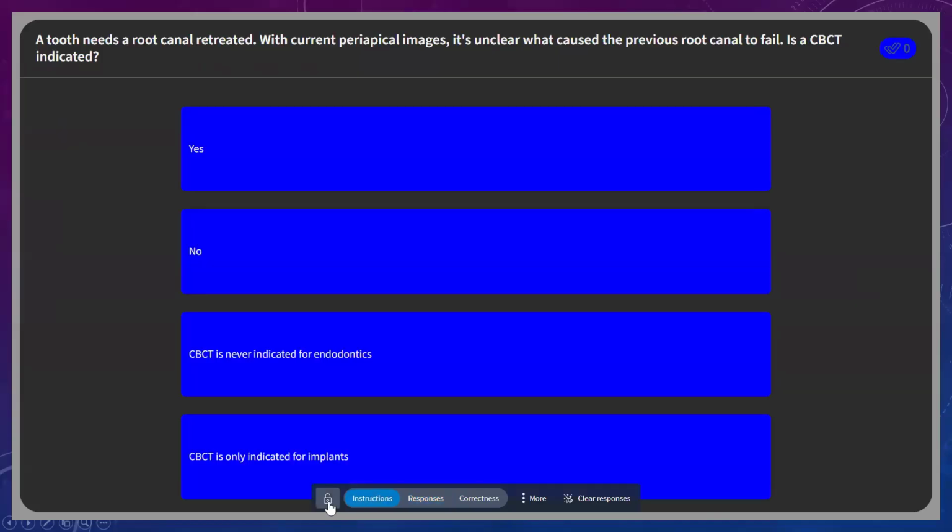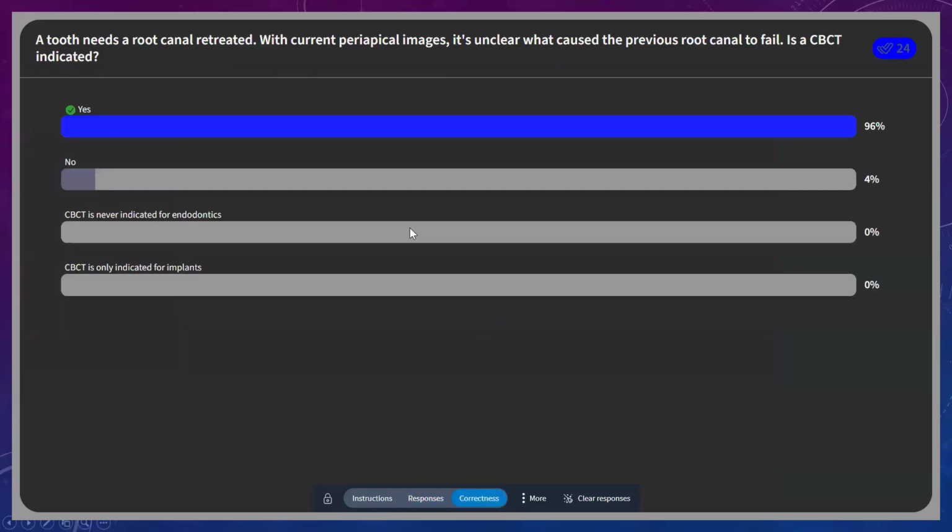So a root canal needs to be retreated. With current periapical images, it's unclear what caused the previous root canal to fail. Is a cone beam CT indicated? Yes. We said not as a rule of thumb for endo, not first line for every endo case, but when there are any complications, including a root canal needing retreatment when it's unclear what caused it to fail, that's an indication.